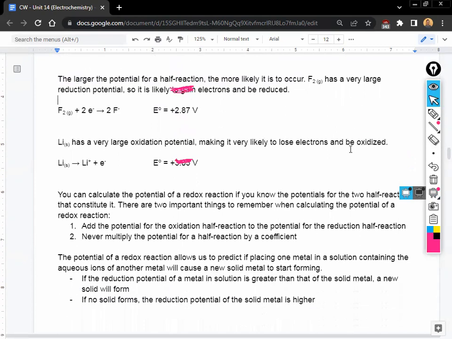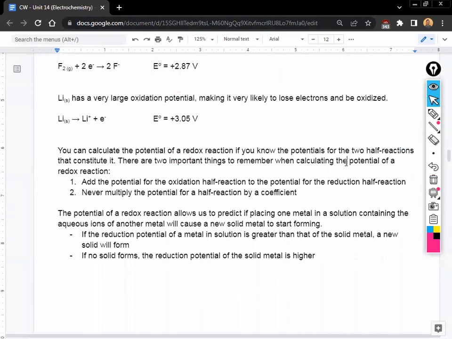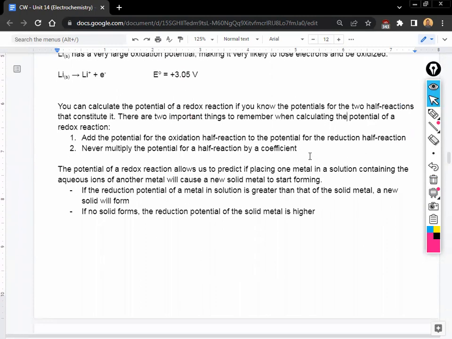Okay, and then we got some other rules right here. Not super important, but it helps us when we're calculating the potential. If you add the potential for an oxidation half reaction to the potential of a reduction half reaction, basically, if you want to find it for a full reaction, just add the oxidation and reduction potentials together. And you don't want to multiply the potential by the coefficient. We just leave it as is.